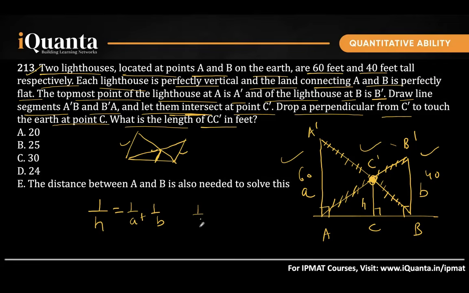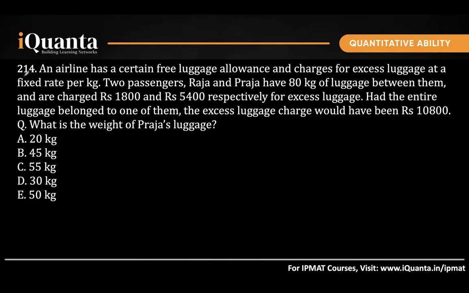So how can I find out 1 upon h here? It will be the sum of 1 by 60 and 1 by 40. So 1 by h will be what? 100 upon 2400, or we can say that h will be 24. 24 will be the answer to this question. This is a classic case based upon cross ladder theorem. So if a setup like this is formed in your diagram, you can directly apply the cross ladder theorem. Now let us come to this question.